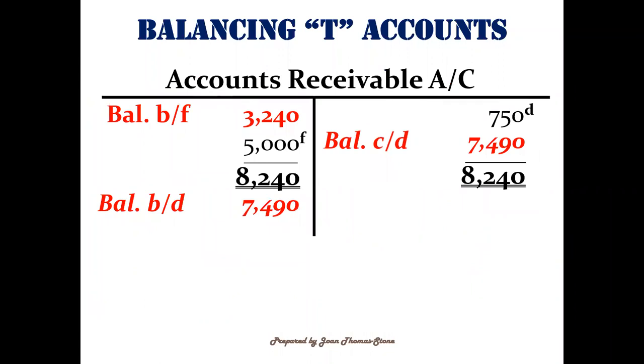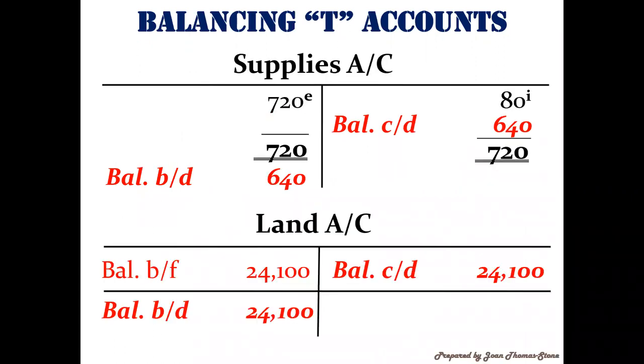We also balanced accounts receivable, another asset account. And we saw that our accounts receivable had a debit balance of 7,490. We went on to our supplies account, and when we balanced off, that account had a debit balance of 640. Land, no transaction affected that account, so the balance remained 24,100. Yes? So that's where we left off.